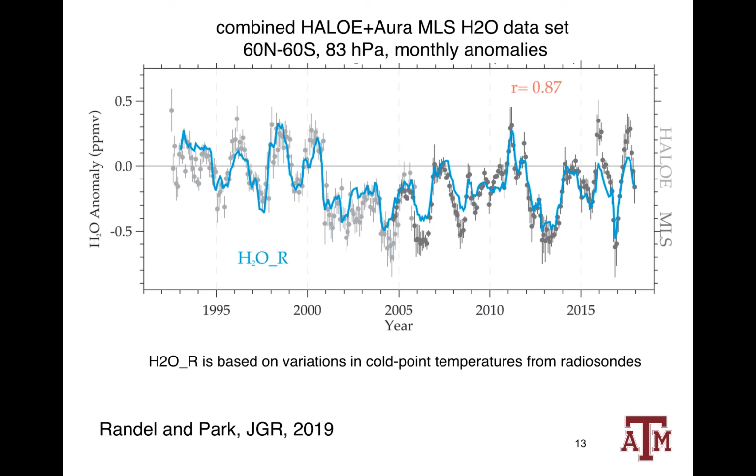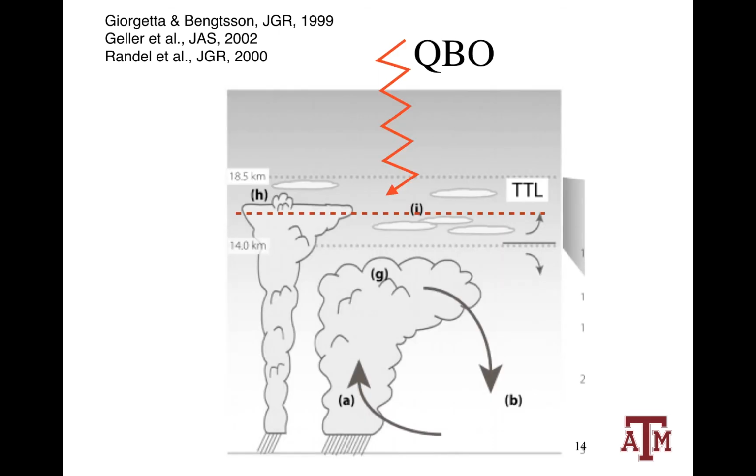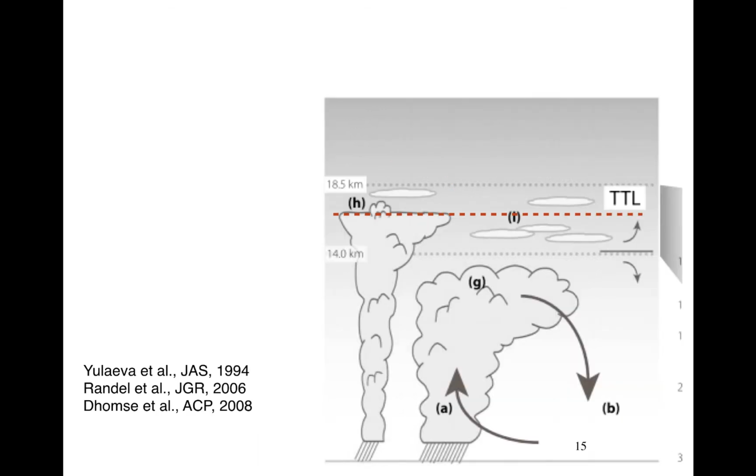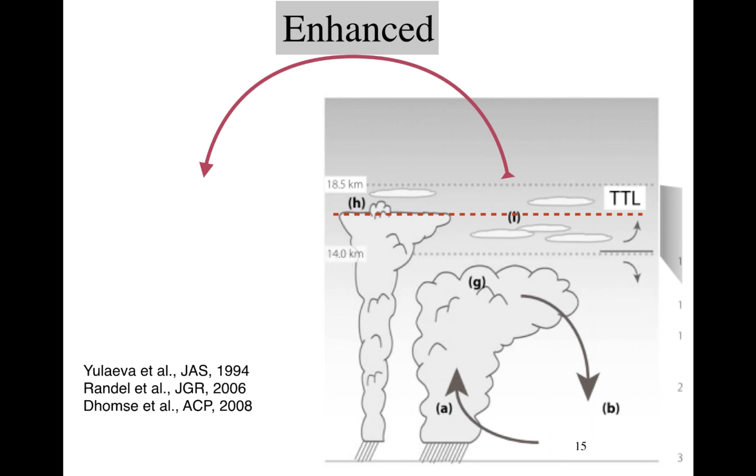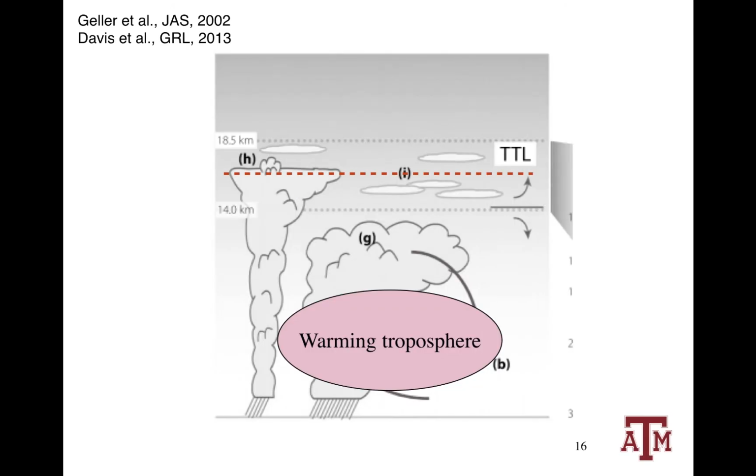So it's not just that we can say the temperature, but we can actually assign these bumps and wiggles to actual processes. So the processes are important. Things like the QBO. As the QBO descends into the TTL, it affects the temperature. So if you affect the temperature of the TTL, you're going to affect water vapor coming out. The Brewer-Dobson circulation: a stronger Brewer-Dobson circulation increases upwelling. That tends to cool the TTL. That tends to reduce water vapor going up. And then a warming troposphere also tends to warm the TTL region. So all of these things can affect stratospheric water vapor.